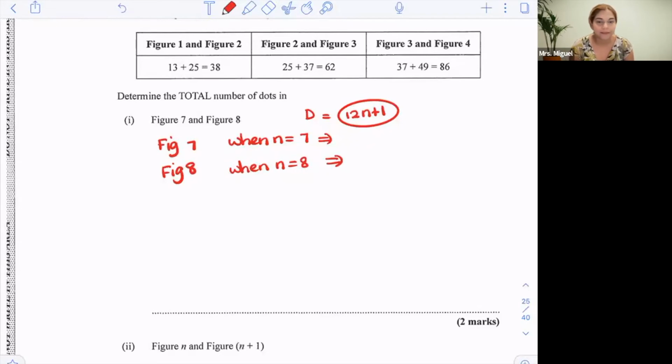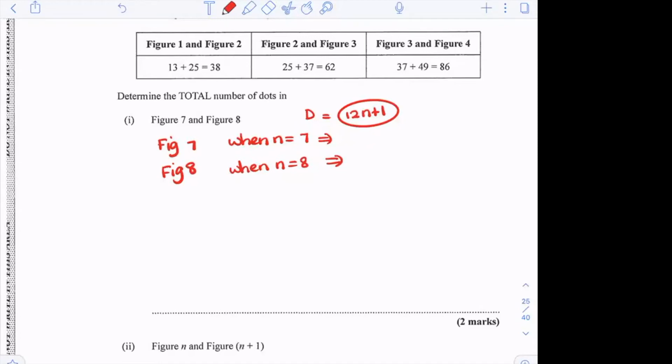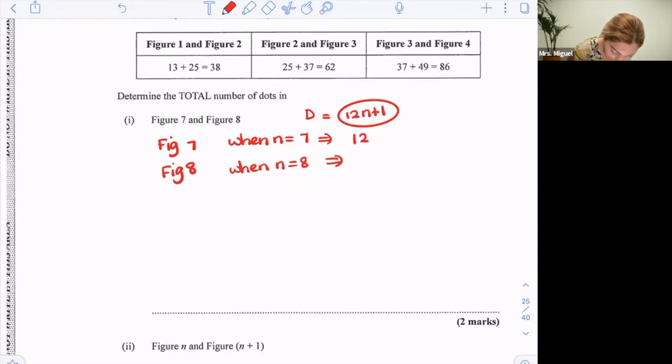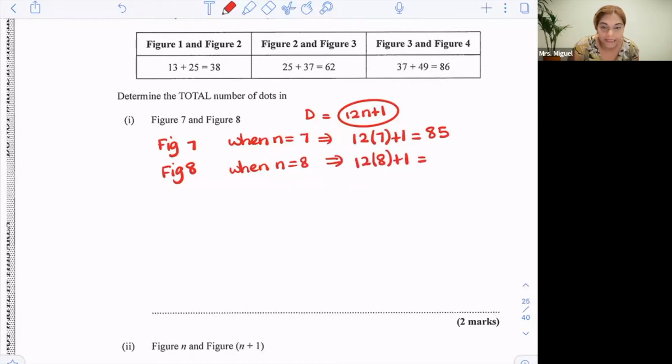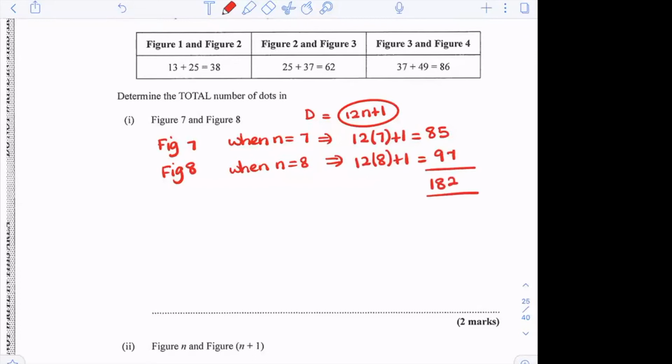All right, do we have an answer? I get 181. So 12 by 7 plus 1. 12 sevens are 84 plus 1, 85. 12 by 8 plus 1. 12 eights are 96 plus 1, 97. I have 182. Let's not forget to add one for the figure 8, miss.